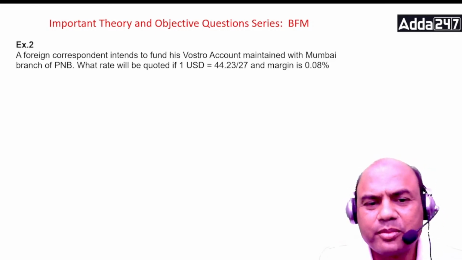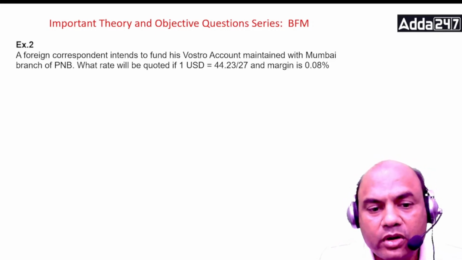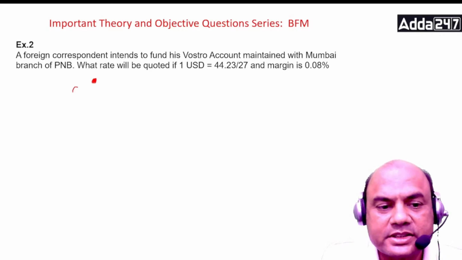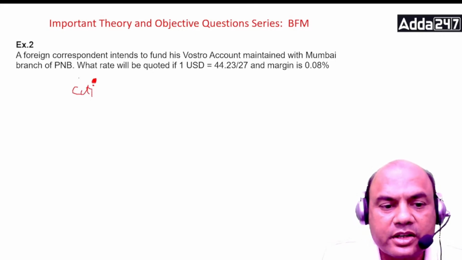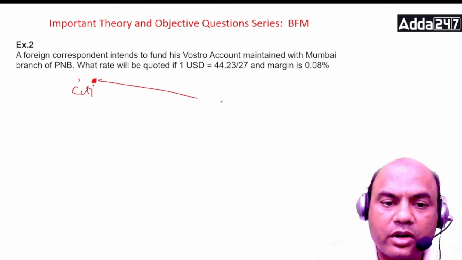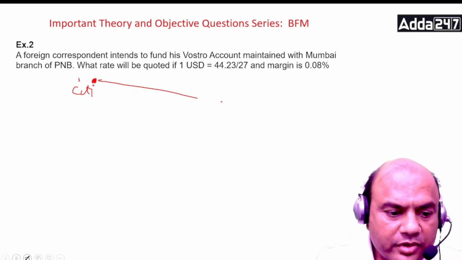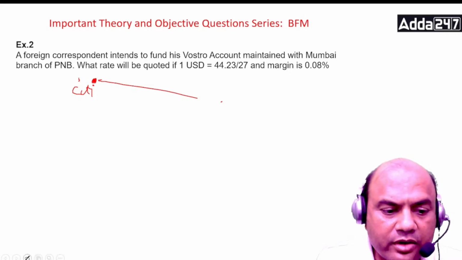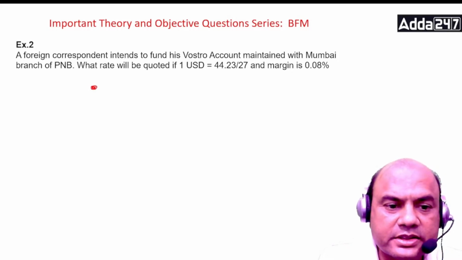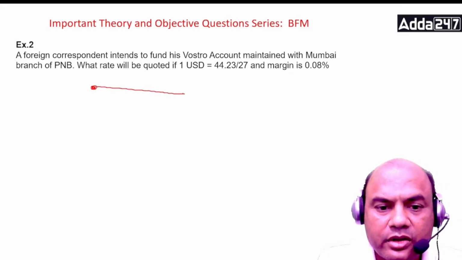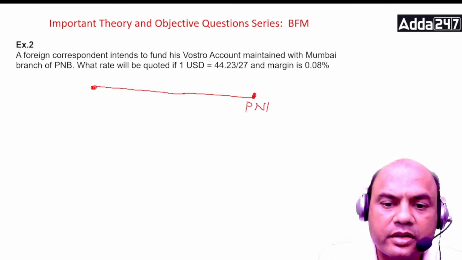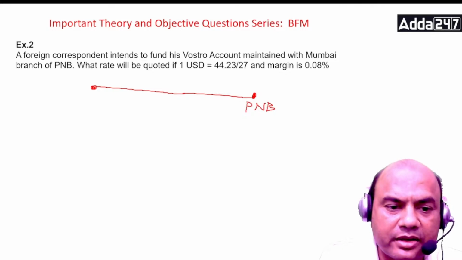Now look at this. What do I mean by this? Foreign correspondent wants to fund. Let's say this is Citibank. Citibank is a foreign correspondent. This Citibank wants to fund your account in PNB. So this is PNB. So now what happened? This is Citibank.